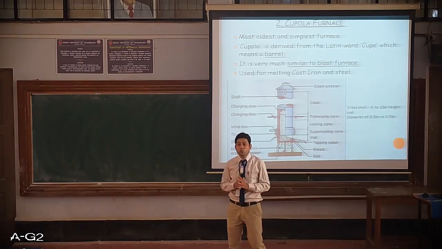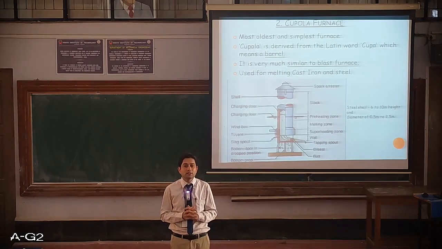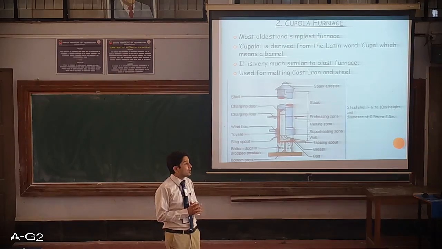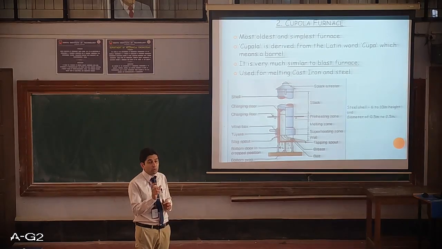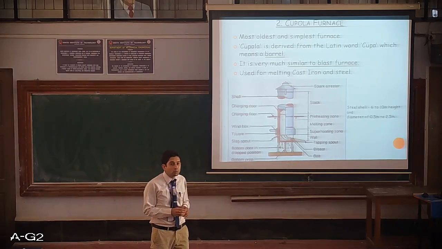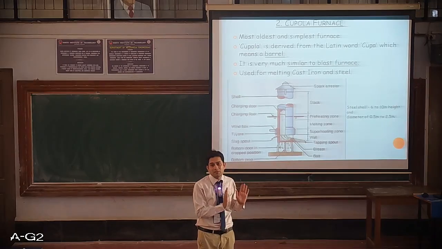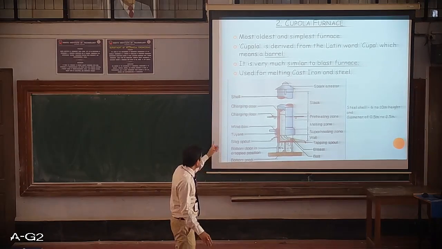The cupola furnace is the most widely used type of furnace in foundries. It is the oldest type of furnace which is still used in industries. The word cupa means barrel in Latin. So a long, barrel-like structure is associated with this furnace, which is why it is called a cupola furnace.